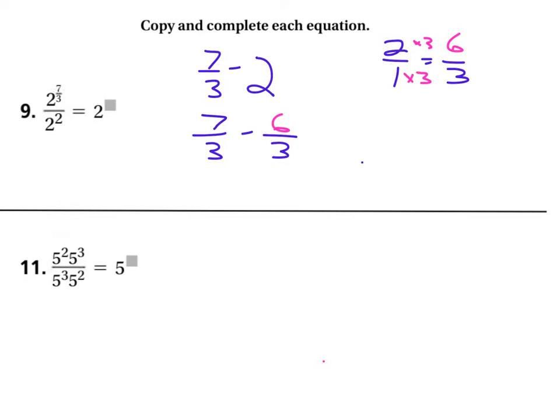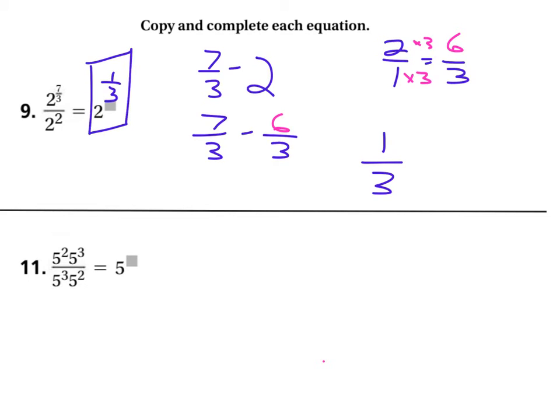Now that they're both thirds, we just say we know what they are. Thirds, how many do we have? Well, what we're doing is we're starting with 7, and we're subtracting 6 away, and we're left with 1. So you should have the fraction 1/3 as your exponent, 2 to the 1/3.